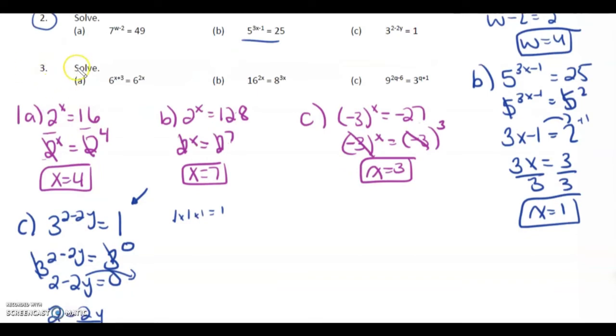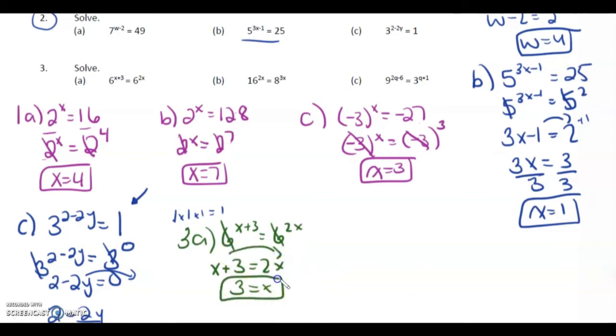Okay, on to 3a. We have 6 to the x plus 3 equals 6 to the 2x. These are already the same base, so let's just go ahead and cancel them out. We get x plus 3 equals 2x. Bring that x over. 3 equals x.